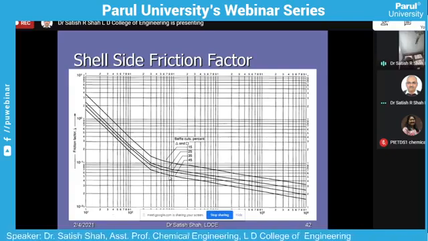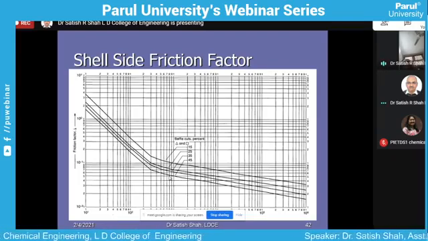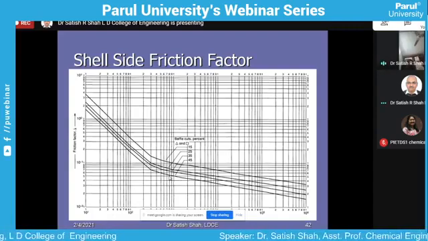Once you calculate that, you go for the overall heat transfer coefficient. The formula I already told you: 1 upon U is equal to 1 upon HO plus 1 upon HOD plus 1 upon HI into DO by DI plus 1 upon HID into DO by DI plus DO L n (DO by DI) upon twice KW. If you do this, you will get the overall heat transfer coefficient, dirty.